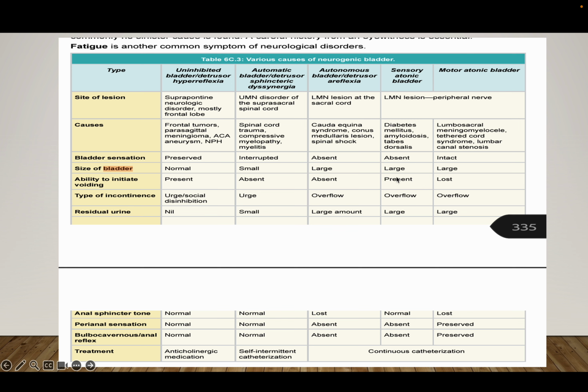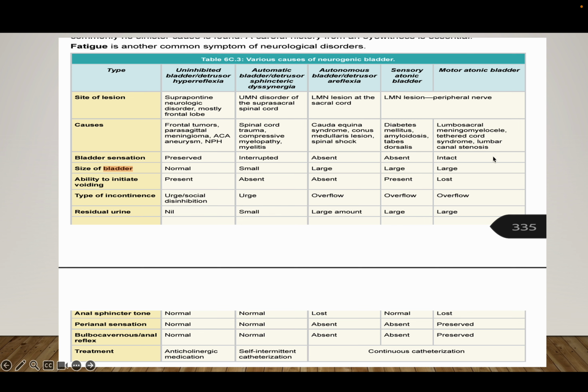But they can voluntarily initiate the voiding. So they can initiate the voiding, but they won't have a reflex pathway that can pass urine. Generally, in this case the size of the bladder is also large because they are not able to perceive the bladder sensation. Anal sphincter tone is normal, but perianal sensation is decreased because of the sensory involvement, and the bulbocavernous reflex is also absent because the sensory component is abnormal.